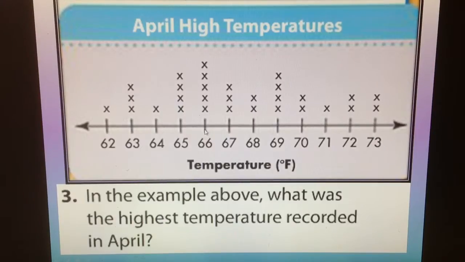They thought 66 was the highest temperature recorded because it has the most number of X's. But actually that's not correct. The highest temperature recorded in April was 73. Now this shows there were only 2 days that got up to 73 degrees, but it was the highest temperature recorded for April.